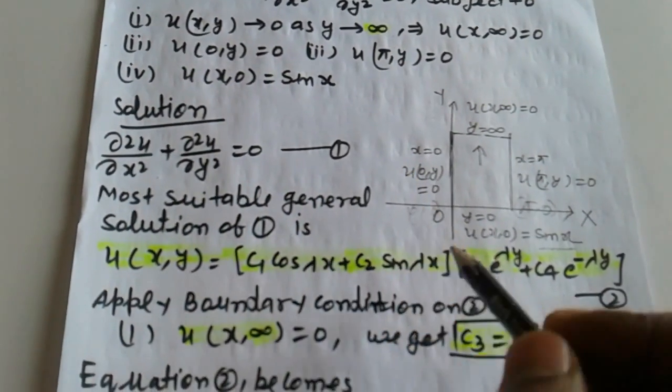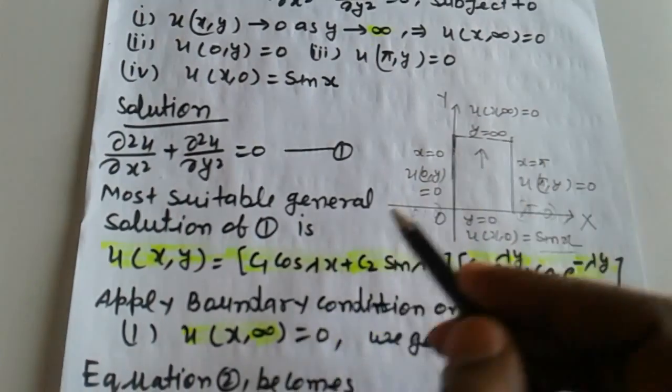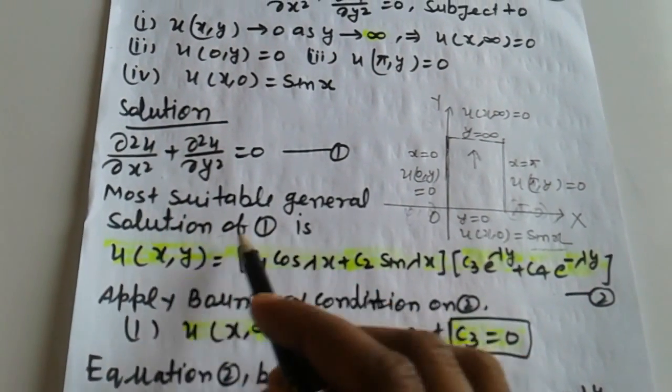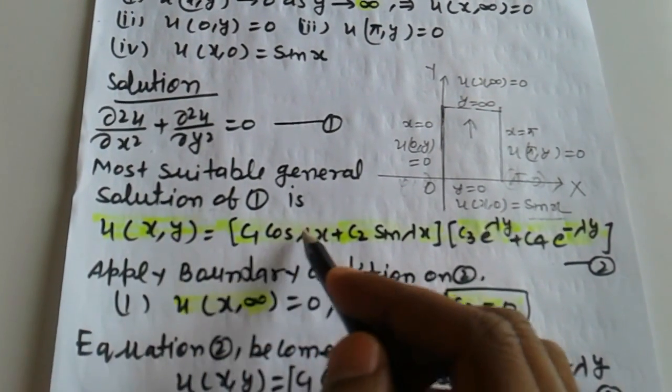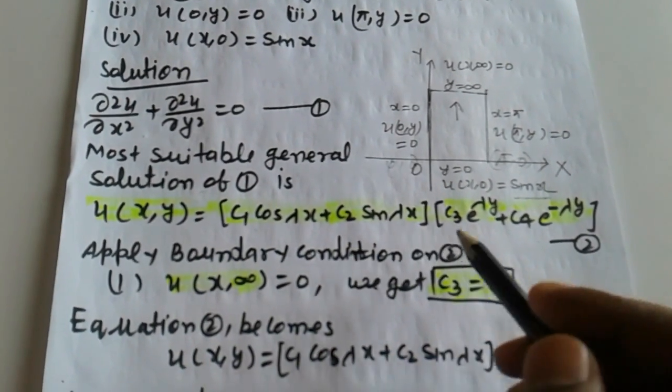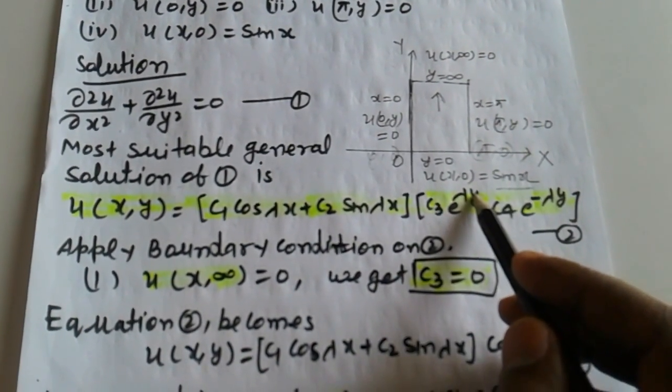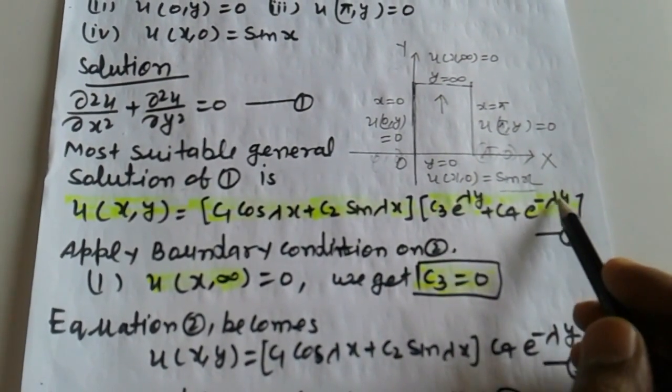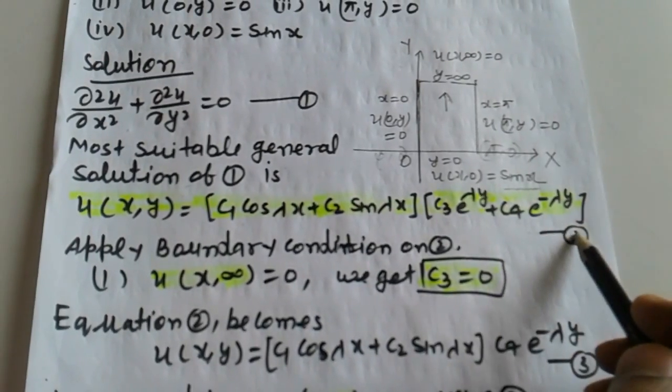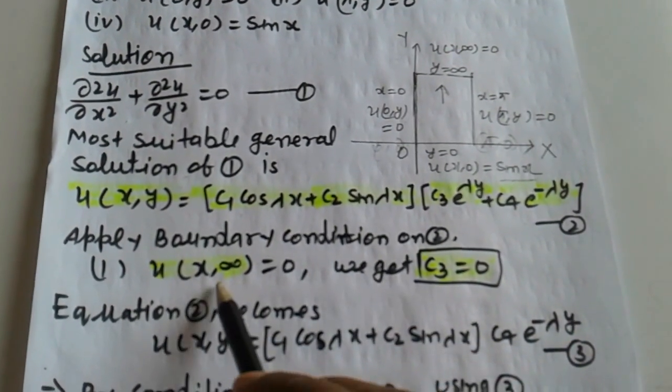Under these conditions, with y tending to infinity, in that case the most suitable general solution is u(x, y) = (c1 cos lambda x + c2 sin lambda x)(c3 e raised to lambda y + c4 e raised to minus lambda y). This is equation number 2. Now apply the boundary conditions.